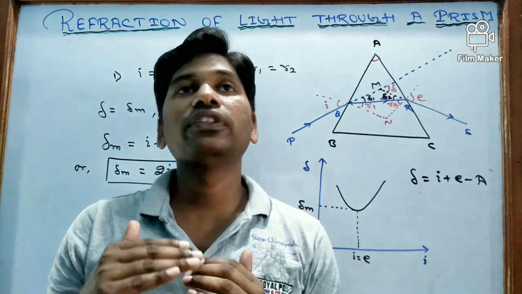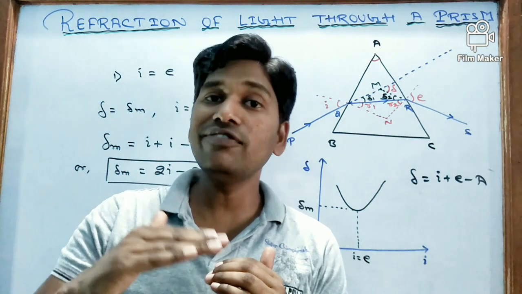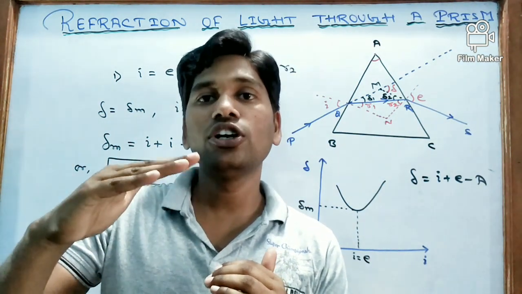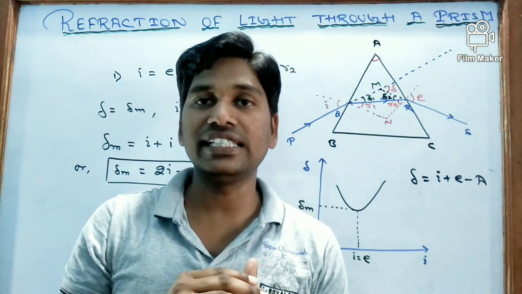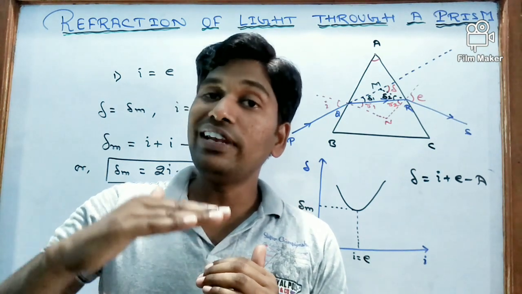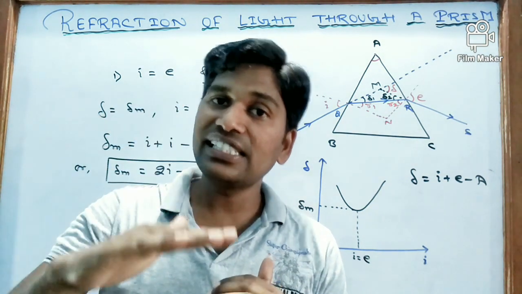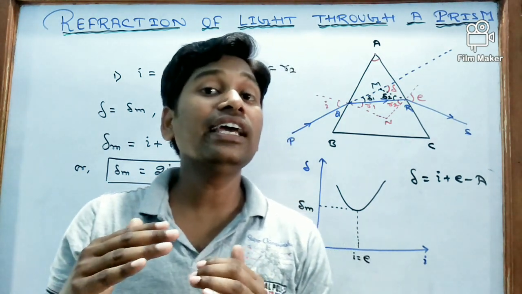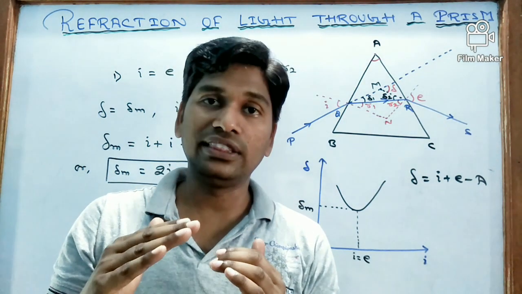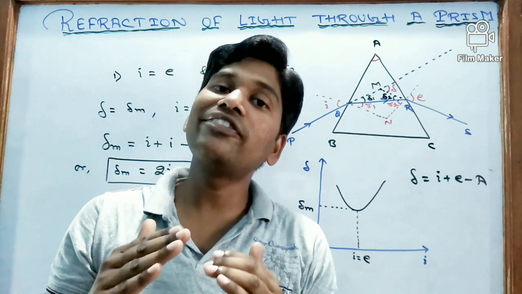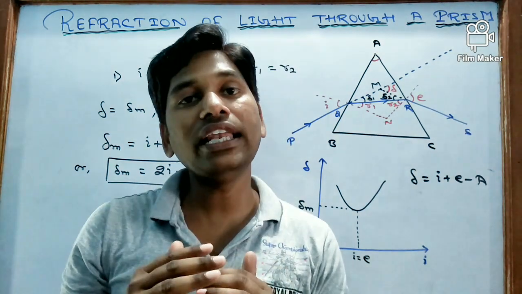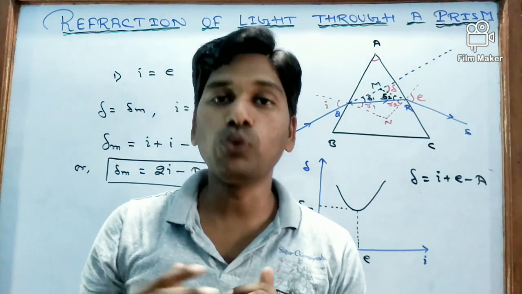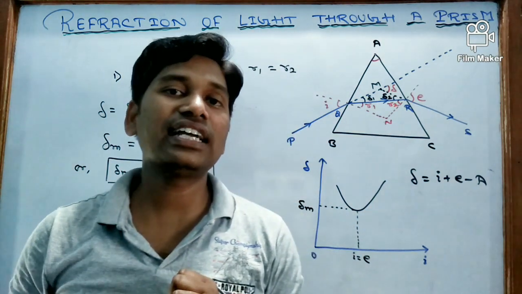As we know, as the wavelength increases, the refractive index decreases. That's why, as we know, red color has the maximum wavelength, so it deviates least, and violet deviates the most. So four factors are there.